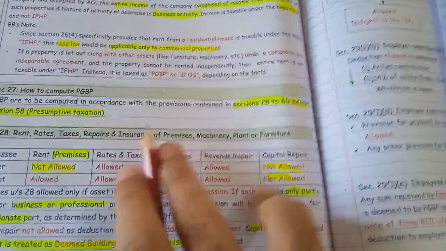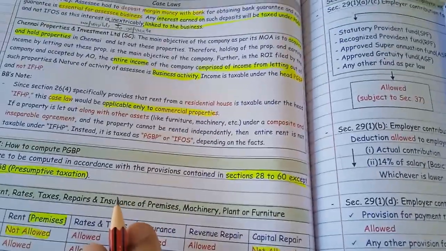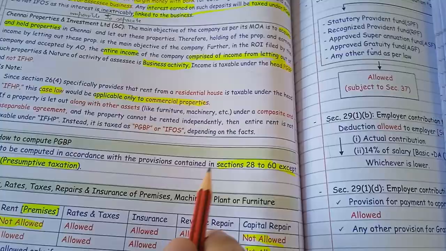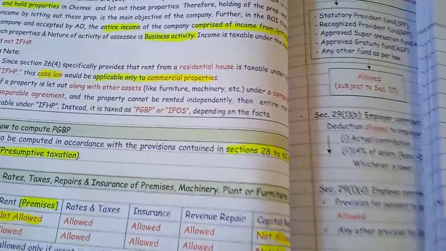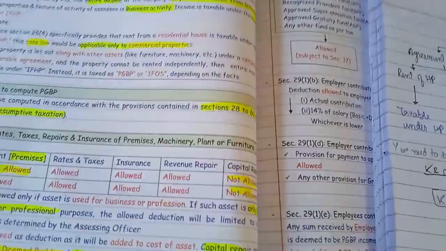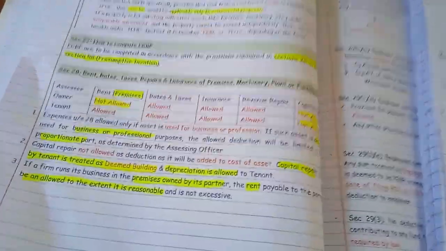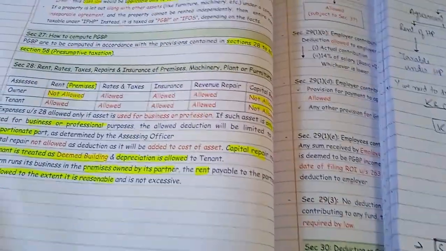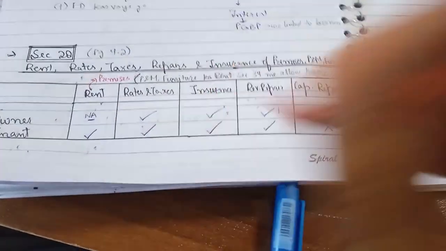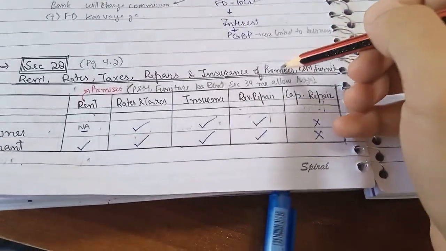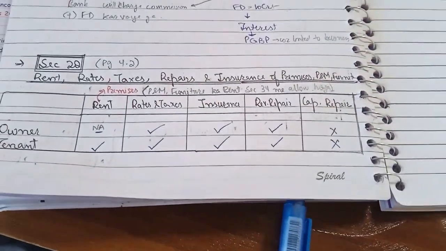After that, there is a small section, section 27. It just says how we compute PGBP income. It's computed in accordance with section 28 to 60, except section 58, which is presumptive taxation, the 6%, 8%, and 50% profit rates. And then there is section 28. Section 28 is the first section among the expenses allowed for a business. Section 28 deals with the rent, rates, taxes, repairs, and insurance we pay on our immovable properties like premises, plant and machinery, and furniture.